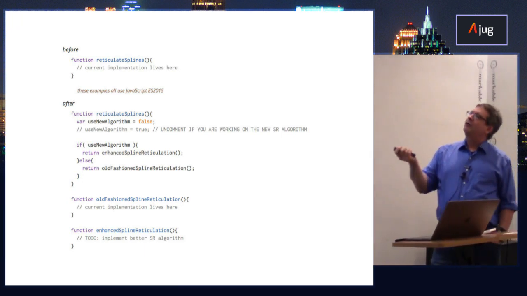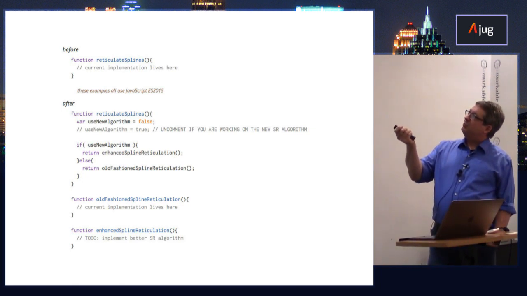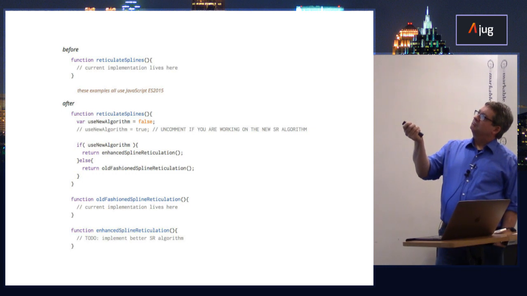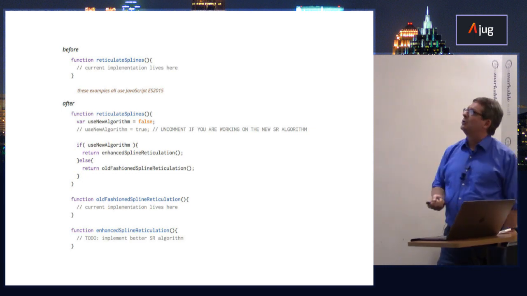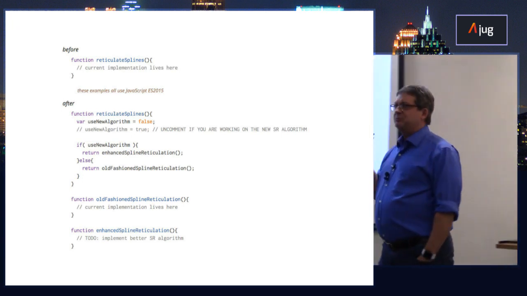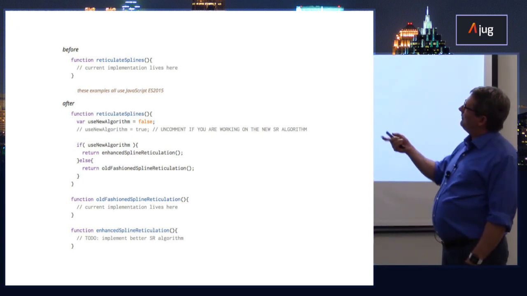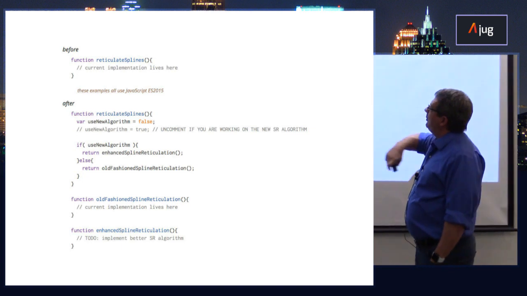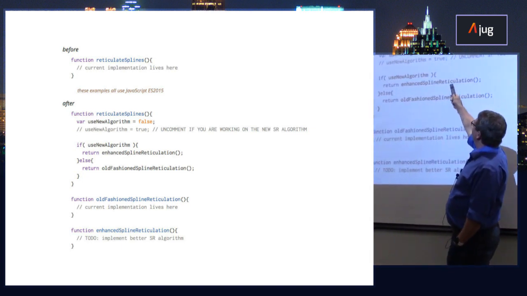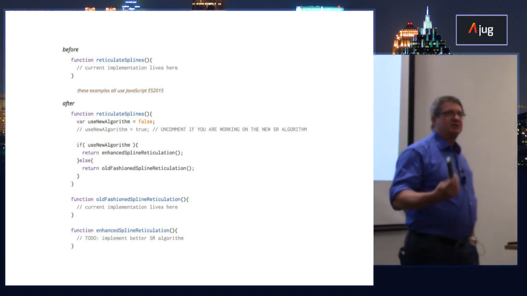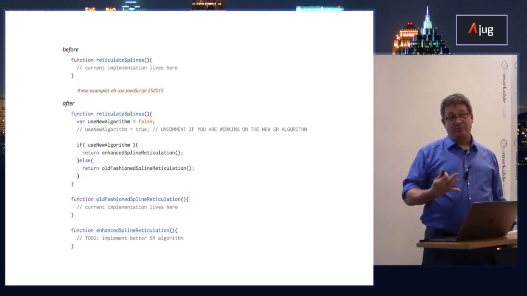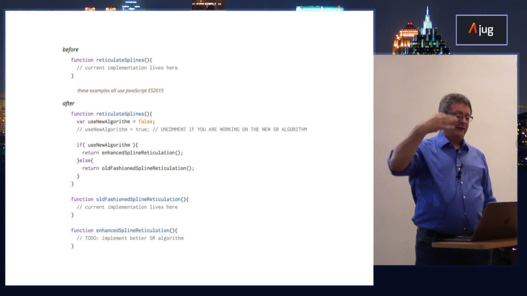So we have a current function in our code base that does reticulating splines. Looks like this. I'll zoom in on that a little bit. So currently, there's our current implementation. Now I want to build a new one, but I want to test the new one to see if it's going to work. And so the simplest possible kind of feature toggle is I have a flag here. This is new algorithm, true or false. And now if you use new algorithm, then return the enhanced one, otherwise return the old-fashioned one. That's the simplest possible kind of feature toggle, but very limited in functionality, of course, because it's within a function.